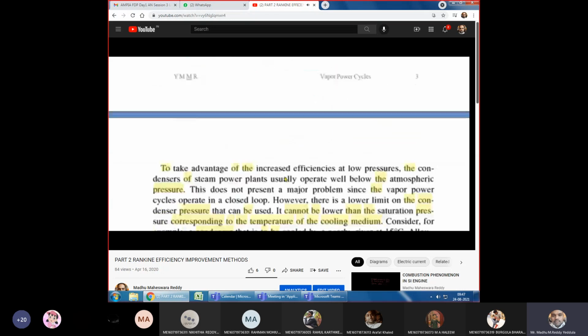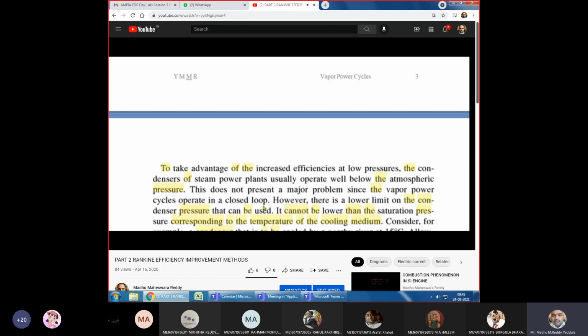Now the main problem with decreasing the condenser pressure is this: to take advantage of increased efficiencies at lower pressure, the condensers of steam power plants usually operate well below atmospheric pressure. As we know, inside the condenser the pressure is always a vacuum pressure. This does not present a major problem since vapor power cycles operate in a closed loop. So all these elements, condensation, evaporation, expansion, occur in a closed loop only.